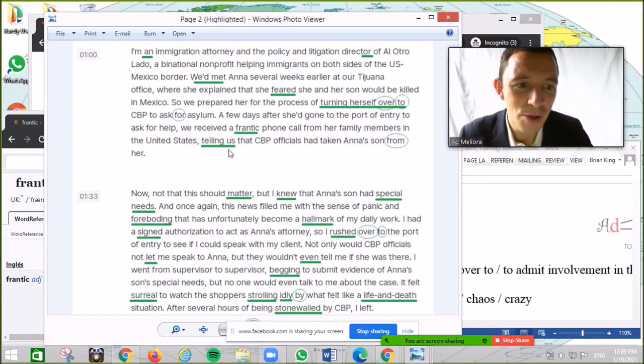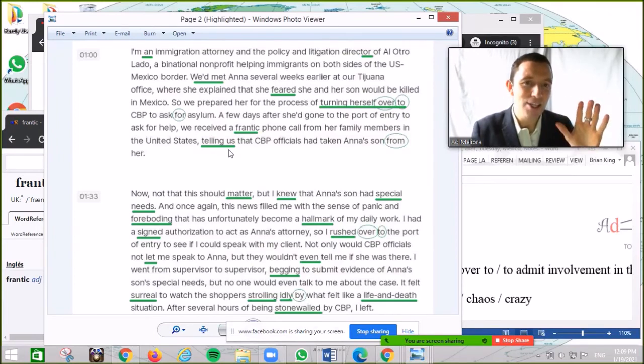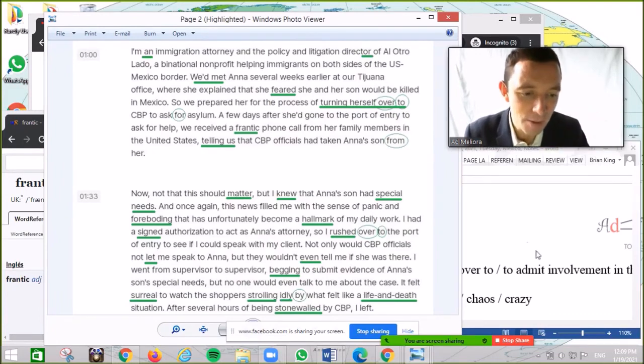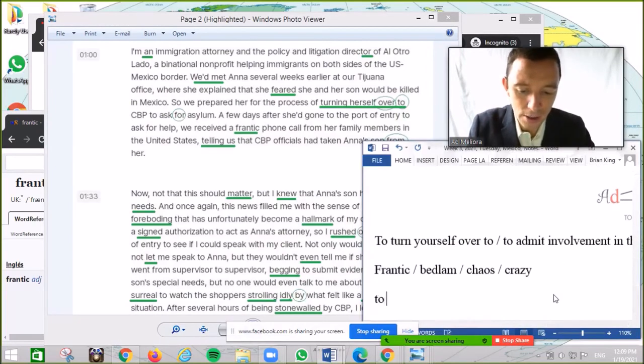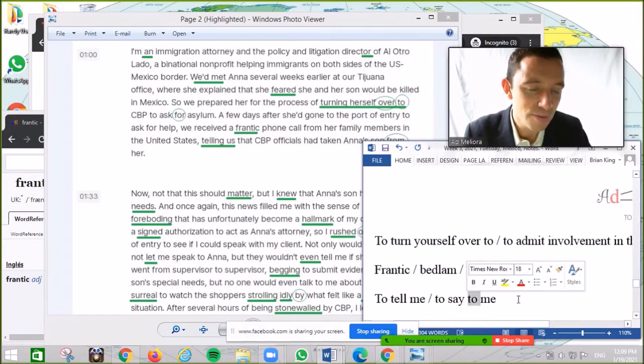Telling us, so the verb to tell, it's necessary a person. I tell you, you tell me, I tell the friend, so it's necessary the person. Tell us. Say, it's necessary to. Say to you, say to me, say to him, but tell, not necessary to. So tell you, tell me, tell us, but say to you, say to me. So very important. And let me write just so you remember. To tell me, but to say to me. So here with say, it's necessary to. Okay?